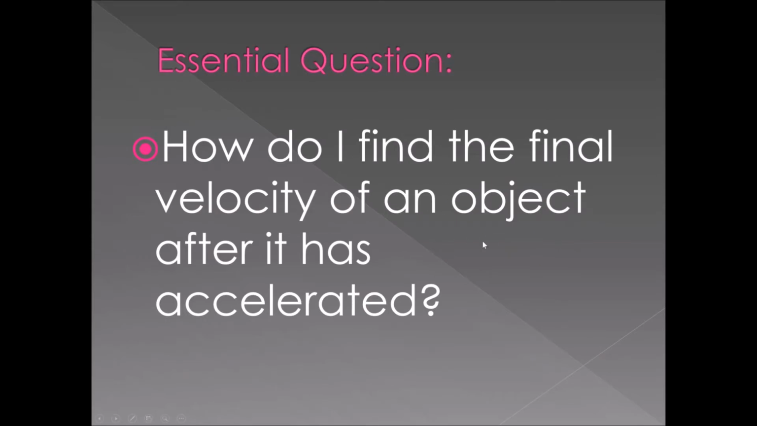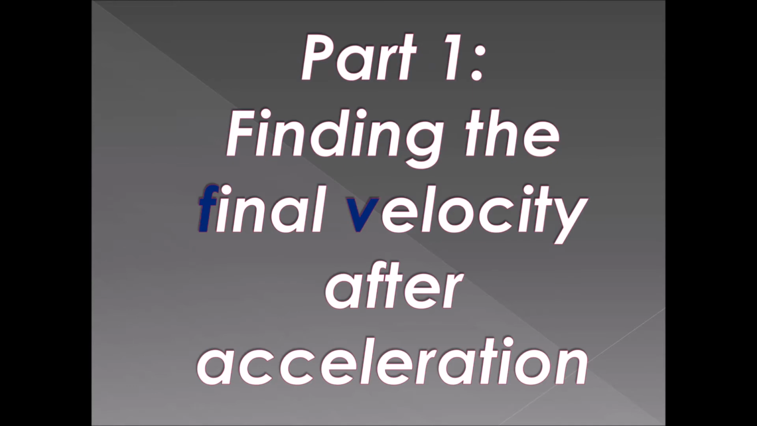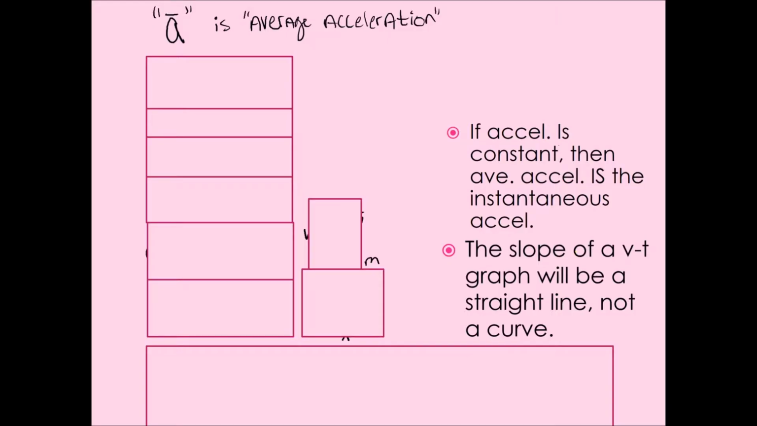So, the essential question here: how are you going to find the final velocity of an object after it has accelerated? You're on the highway, you've got your foot on the gas pedal, and you want to know your final velocity after, say, 3 seconds. We're just going to do this part mathematically. Let's say a with a line over it is your average acceleration. If you're not changing your acceleration, you're not jerking around, then your average acceleration is the same as your constant acceleration. It doesn't change. And we know that acceleration is a change in velocity over a change in time.